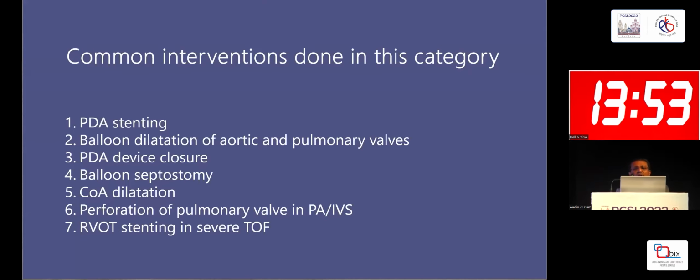So let's look at the common procedures done in this category. That's the PDA stenting, balloon dilatation of aortic and pulmonary valves, PDA device closure, balloon septostomy, coarctation dilatation, especially in a preterm child, perforation of pulmonary valve, and RVOT stenting in severe tetralogy for a child who presents with spells.